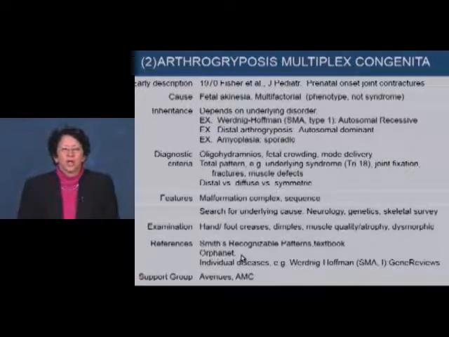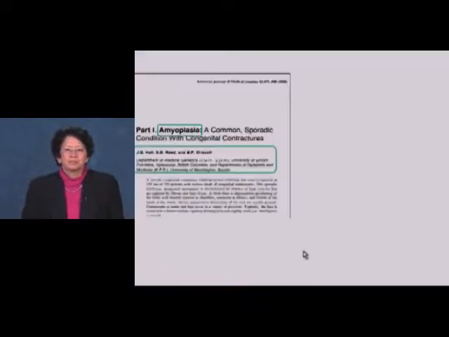Orphanet, which is online. Individual diseases, their websites will provide you with information, or GeneReviews, again, for some of the individual diseases. There's a very active support group called Avenues and AMC.